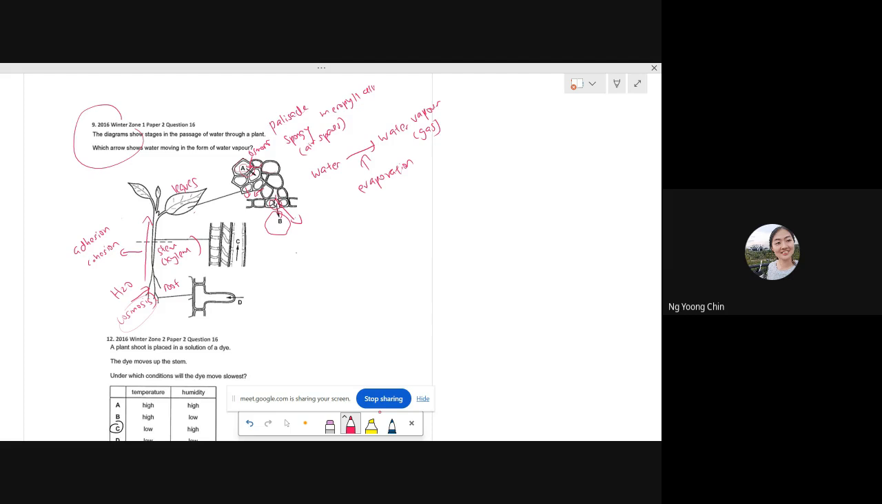This is the stomata. Sorry, is someone talking? Ethan, Suyang, are you talking? I thought you had a question to ask. Okay, do you have any question to ask me?